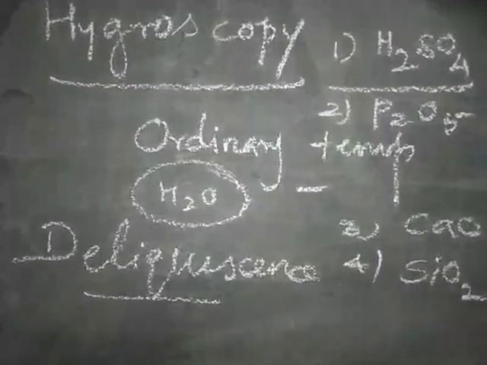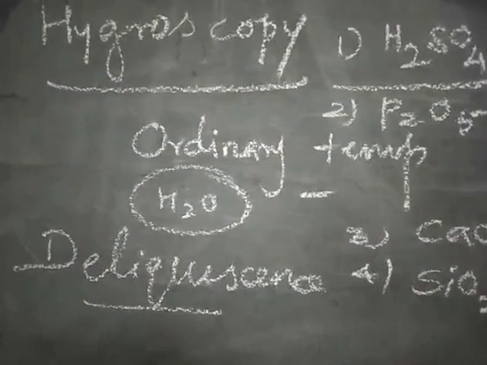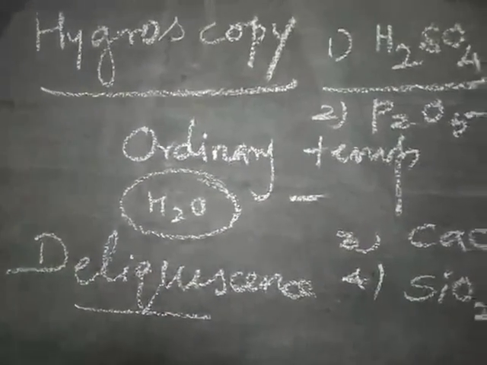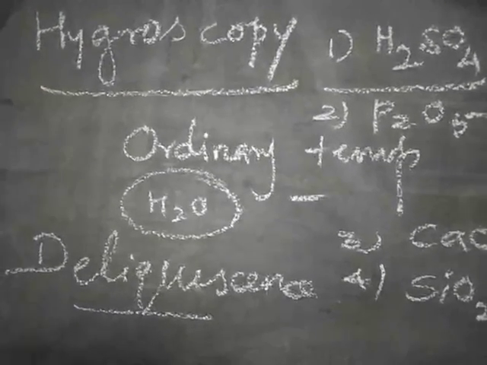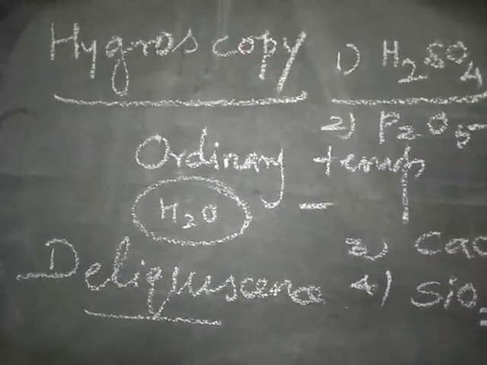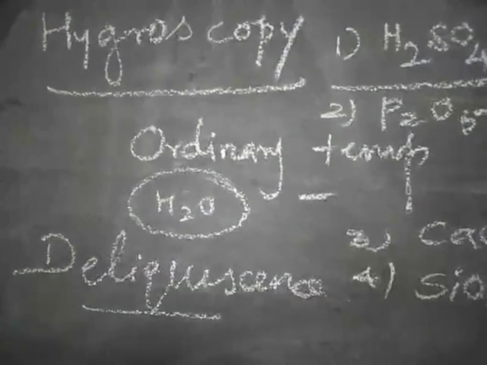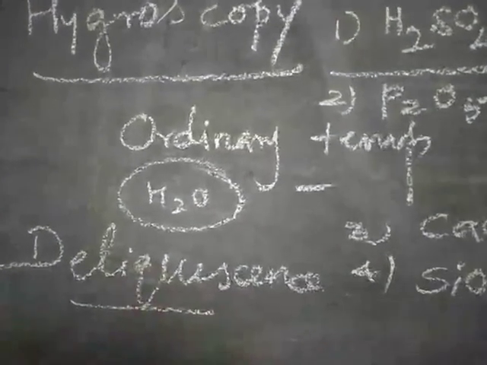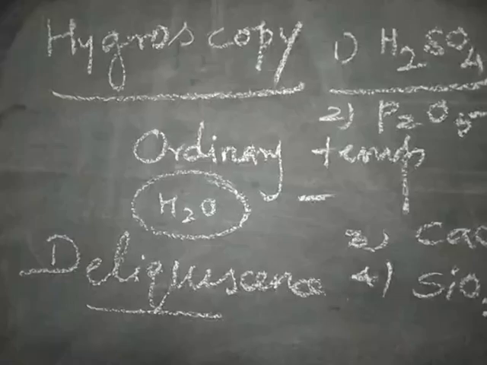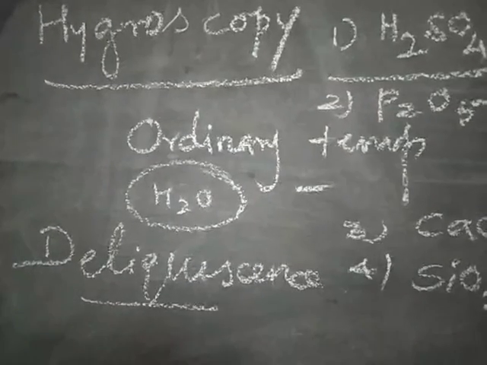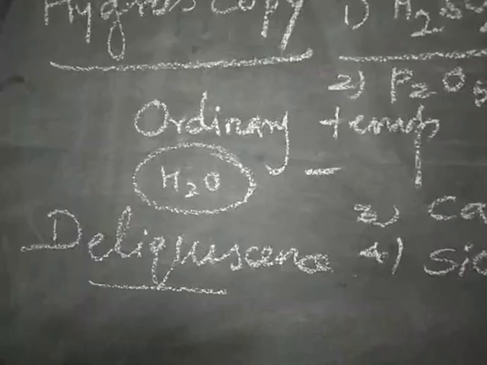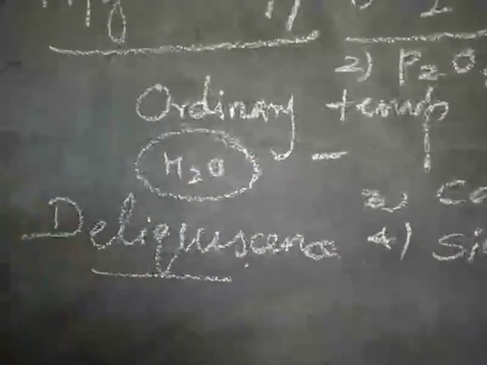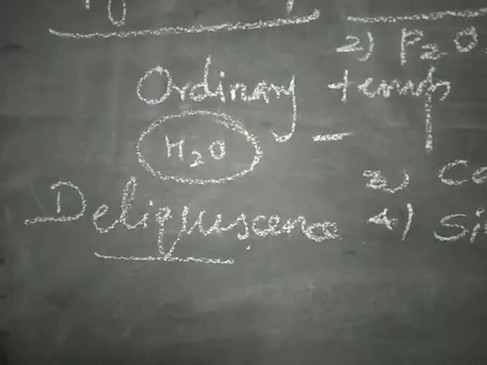Next, deliquescence. The definition is similar. We take the substance and keep it at ordinary temperature. It will absorb the water molecules and it will change its physical state. That means it may convert into liquid form or gaseous form. Those substances are called deliquescent substances, and that property is called deliquescence.